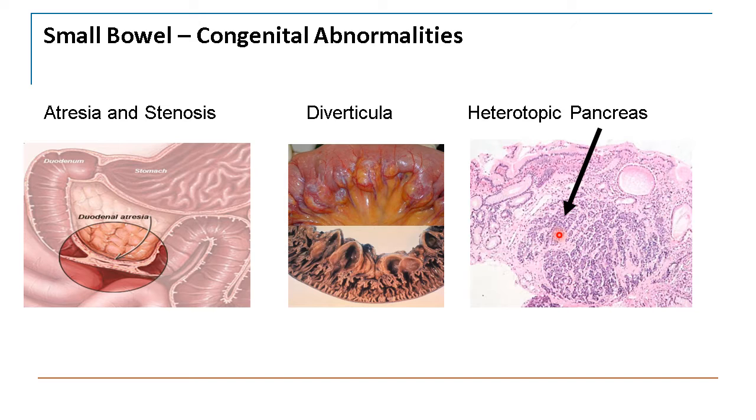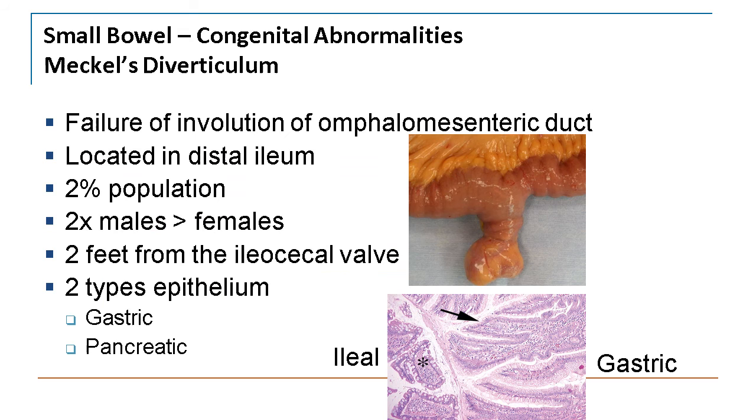Heterotopic pancreas is another abnormality in which you find, microscopically, pancreatic tissue in the submucosa of the small intestine. This pancreatic tissue can be active or not. A specific or peculiar congenital abnormality is called Meckel's diverticulum. This is the Meckel's diverticulum.